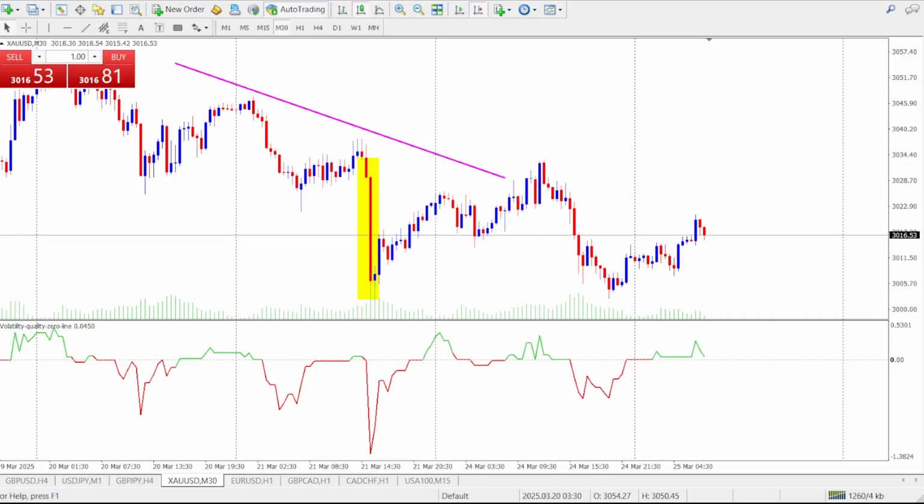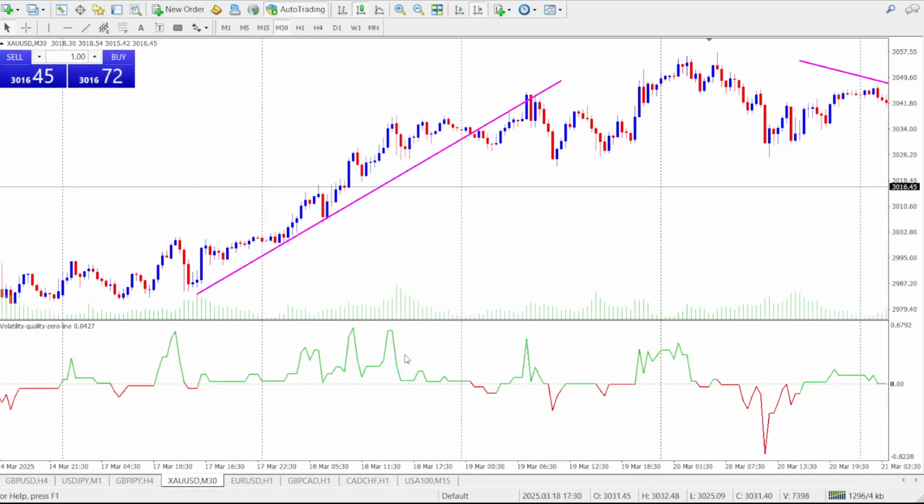All right, so basically when the line turns green, it signals a potential uptrend. So traders can be looking for buy opportunities. Just ensure that the price action and the market structure are also in support of that buy move. It's important that you combine this indicator with price action. Pay attention to market structure so that you are trading in the direction of the prevailing trend.